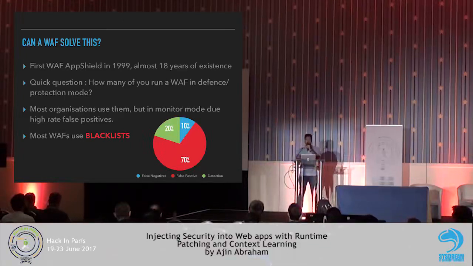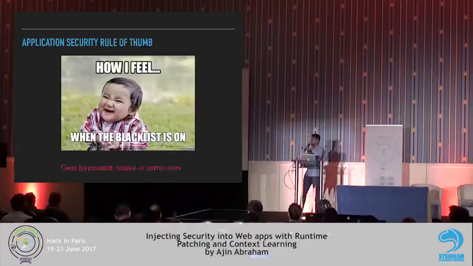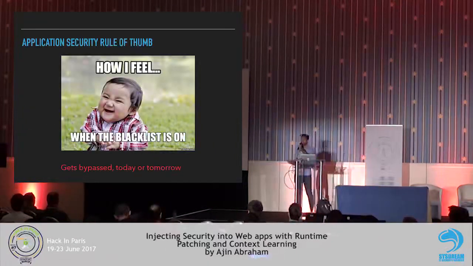Yeah, so the fact is that most WAFs have this problem of false positives, and it's due to the basic fundamental idea of a WAF. They use a set of blacklists to make sure that an attack doesn't happen. The problem with blacklists is that they can give you a lot of false positives, plus they can be bypassed easily. Being application security guys, we know that blacklist is not the way to go. Today or tomorrow it will get bypassed.